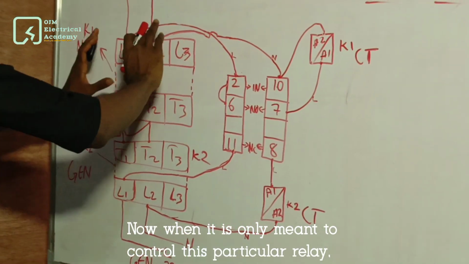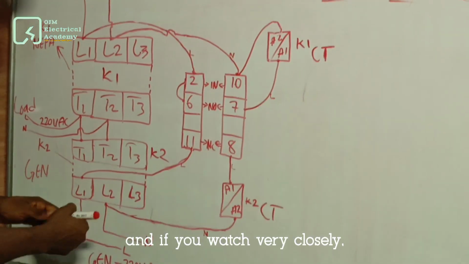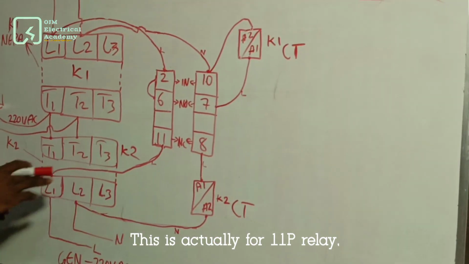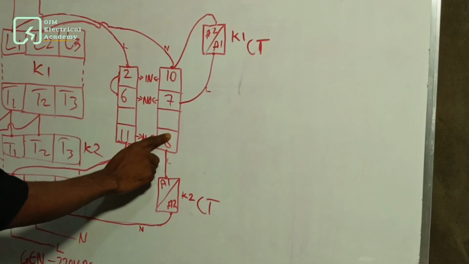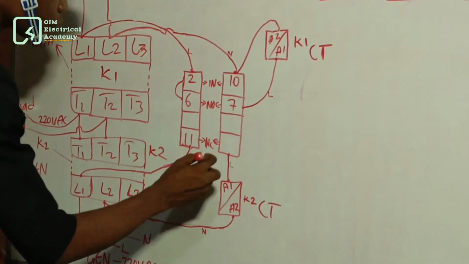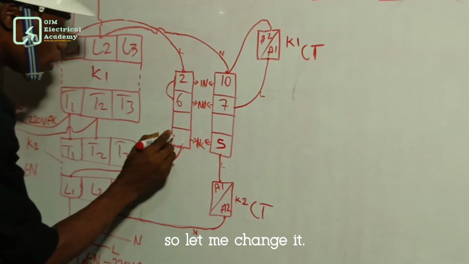Now, it is only meant to control this particular relay, and if you watch very closely, you will see that 11 is normally closed to 8. This is actually for an 11 pin relay, but since we are using an 8 pin relay, let me change it.